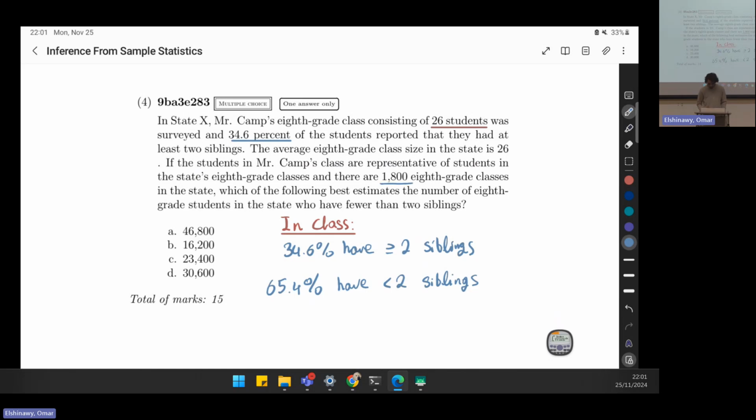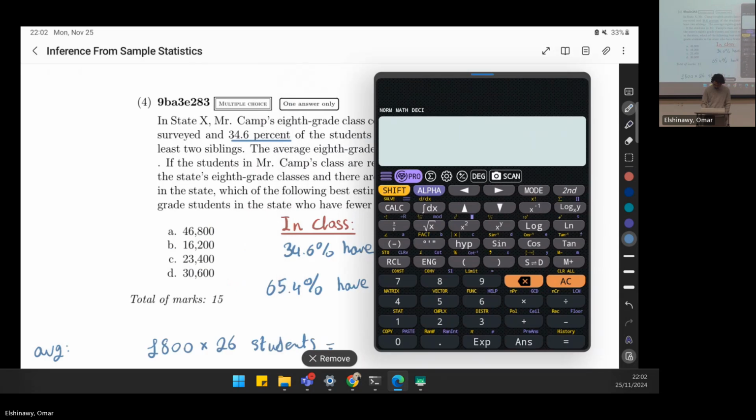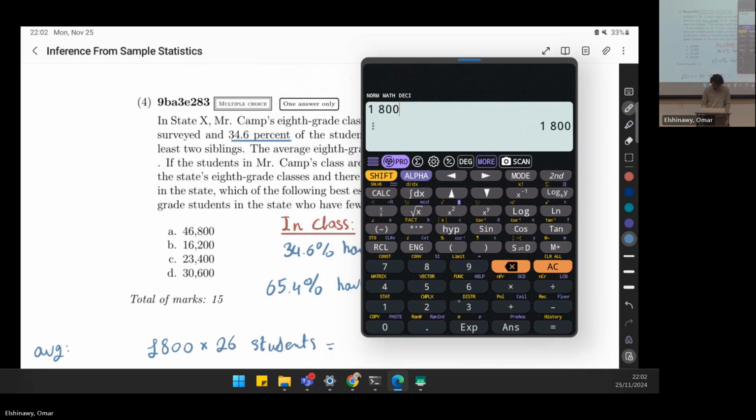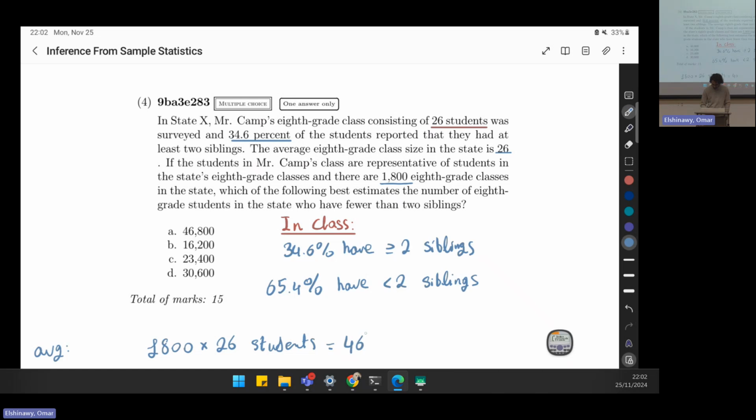There are 1,800 eighth grade classes. Each class on average has 26 students. So on average, we have 1,800 times 26 students. How much is that? 46,800. Times 26. Oh, I'm sorry, 26. Yes, you're right. Maybe I should trust you. So 46,000. Don't trust me. Okay, I won't trust you.